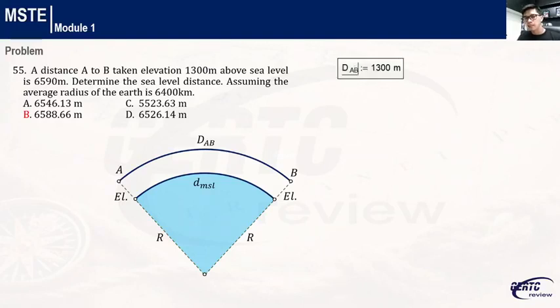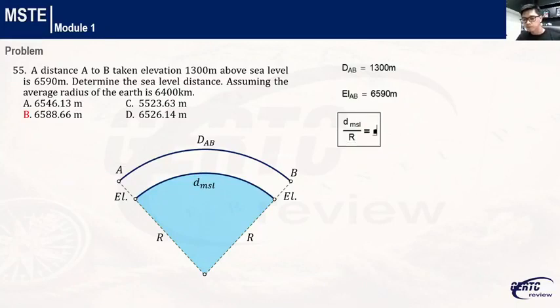Distance AB. And we have here the elevation of AB is equivalent to 1,300. 6,590 meters. Okay, ratio and proportion lang tayo. So that would be DMSL is to the radius, is equivalent to distance AB is to the radius plus the elevation of AB.